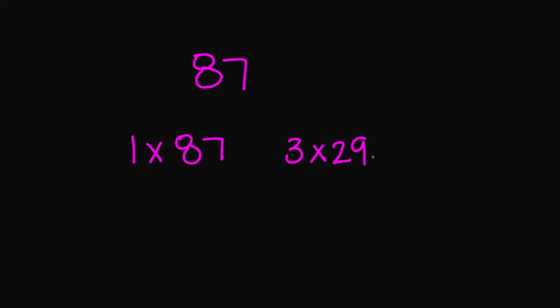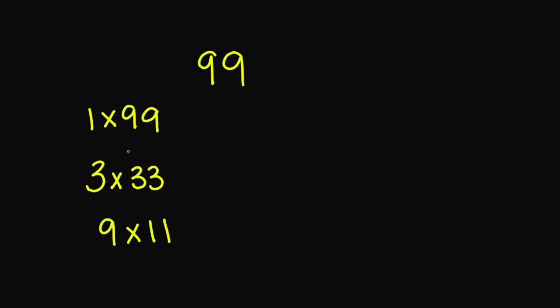What about the number 87? So first we have 1 times 87, and then we have 3 times 29. So your factors are going to be 1, 3, 29, and 87. What about the number 99? Let's go ahead and list all our factors. We have 1 times 99, 3 times 33, and we also have 9 times 11. So your factors are 1, 3, 9, 11, 33, and 99.